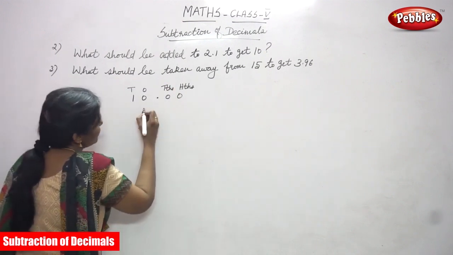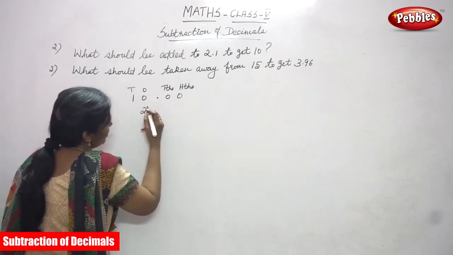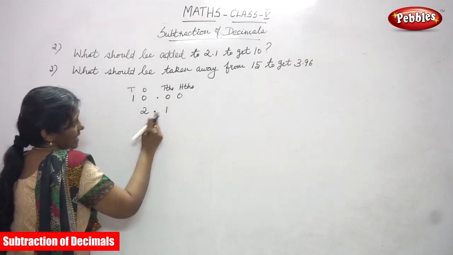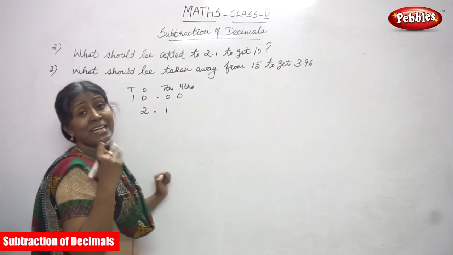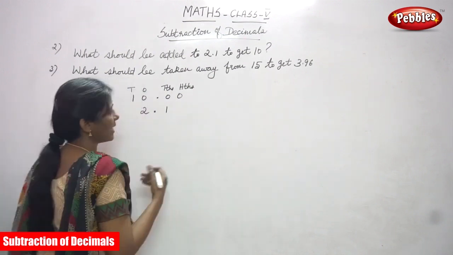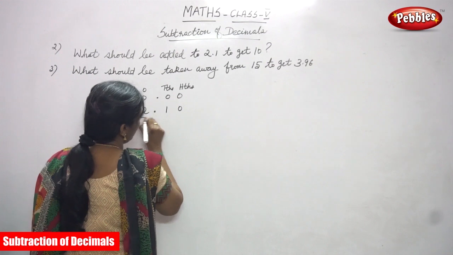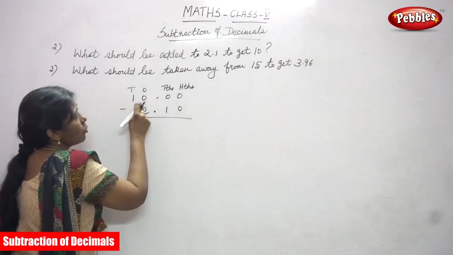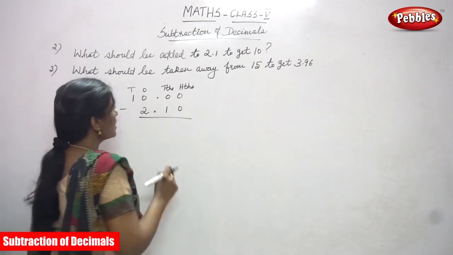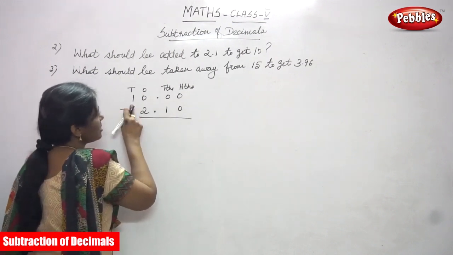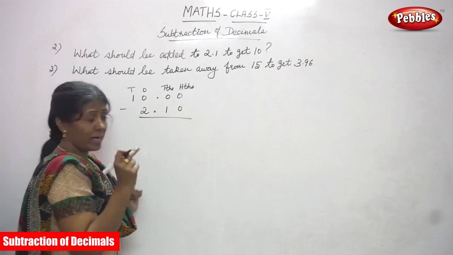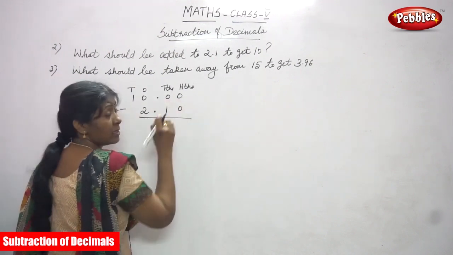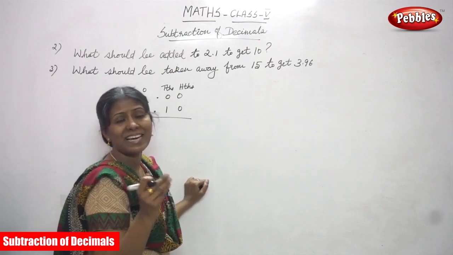Then after that, we have to write 2.1. So 2 comes in the 1's place and 1 comes in the 10's place. There is no number in the 100's place, so we put 0. Now these two numbers we have to subtract. 10 is a whole number, so 1's place is 0 and 10's place is 1. Here 2 is in the 1's place and there is no number in the 10's and 100's places.